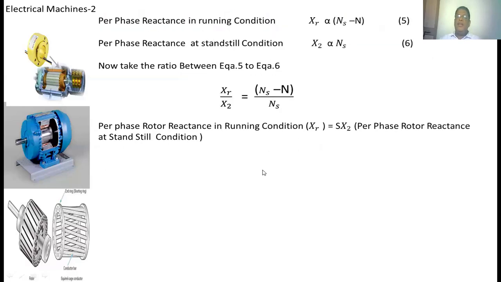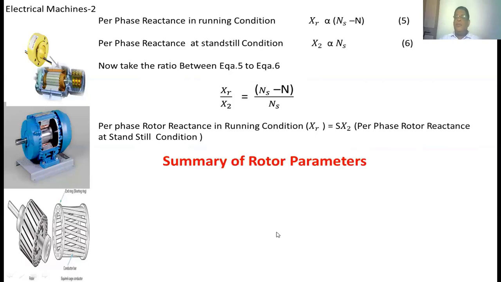The per phase rotor reactance in running condition, XR, is directly proportional to Ns minus N. The per phase rotor reactance at standstill condition, X2, is directly proportional to Ns. This equation is 5 and this equation is 6. Take the ratio between equation 5 and 6: XR by X2 equals Ns minus N by Ns. Again, this is slip. So the per phase rotor reactance in running condition equals S times the per phase rotor reactance in standstill condition.